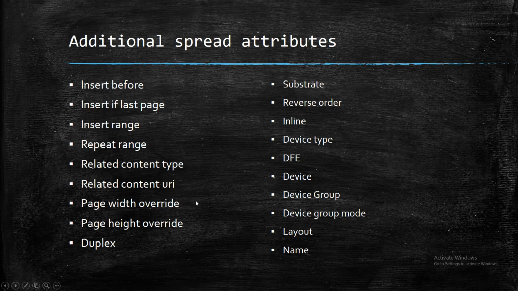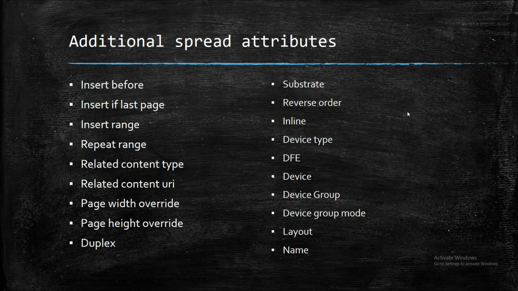And then the related content URI is simply the name of the report that you want to call for that additional spread. Page width override and page height override are attributes that have been in the system for quite some time, and I will confess again that I have not ever used these attributes for anything that I have built, but my best guess is that they provide a way to include additional white space around that additional spread when that may be needed. Duplex is just that. It's a true-false attribute and allows you to tell the system whether the additional spread is simplex or duplex. And then we have substrate, which allows you to specify the name of the substrate to be used on press for printing that additional spread.